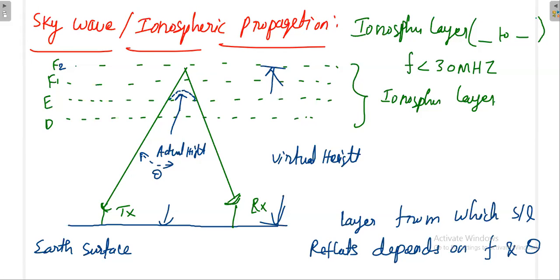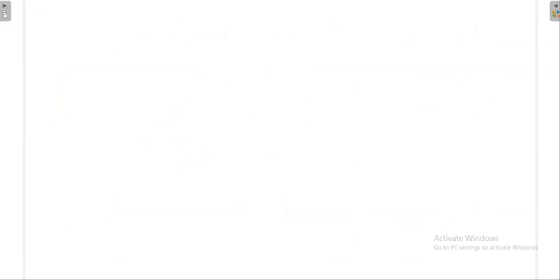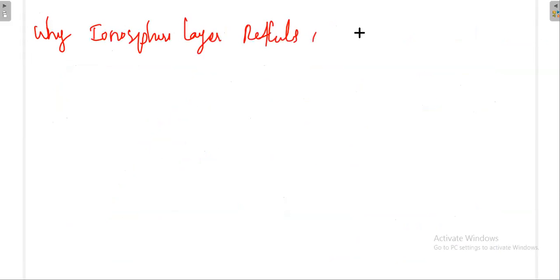So why does the ionospheric layer reflect if the signal frequency is less than 30 megahertz? My question is why the ionospheric layer reflects if frequency is less than 30 megahertz. Then what will happen if frequency is more than 30 megahertz? Now I will explain what will happen if frequency is more than 30 megahertz.